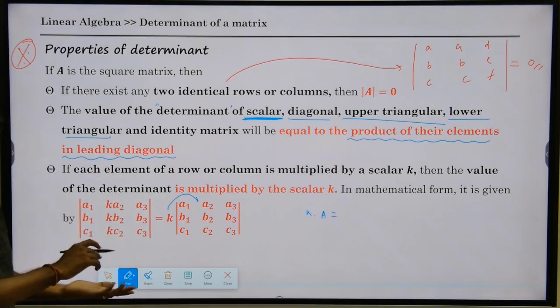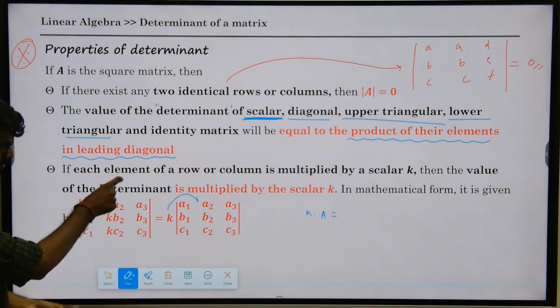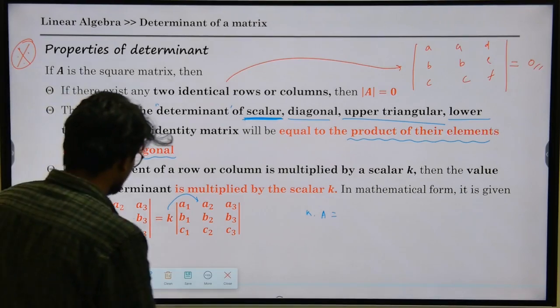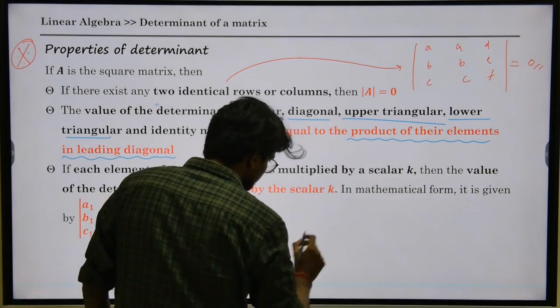Or you can say it in the reverse way also. From one particular column I can take anything commonly out. From one particular row I can take anything commonly out. So as far as the determinant is concerned, if I multiply a scalar, you need to multiply with one single row or one single column. Okay, right. Copy this. Write down the matrices in parallel. I will write down.